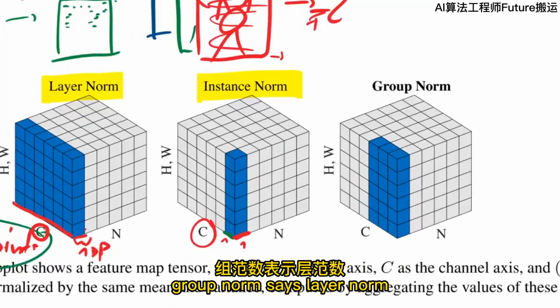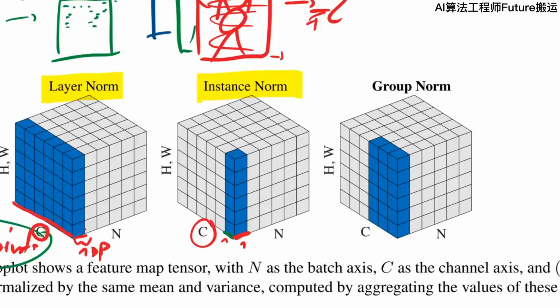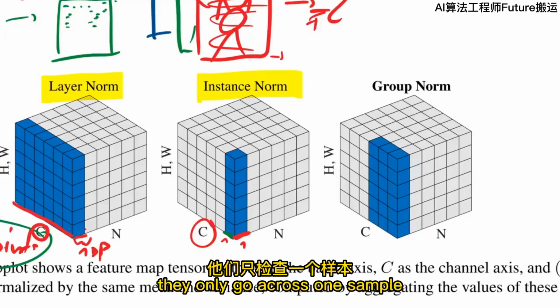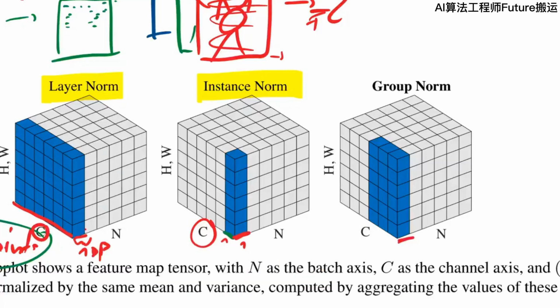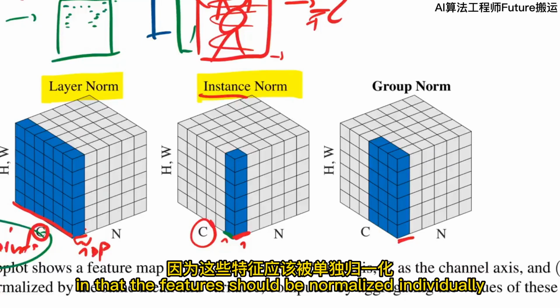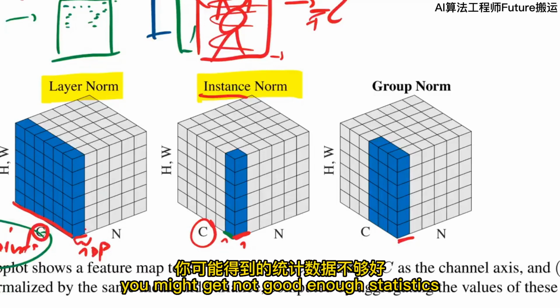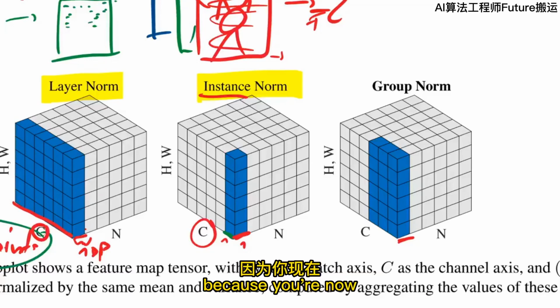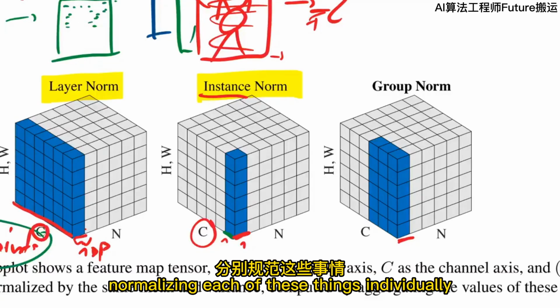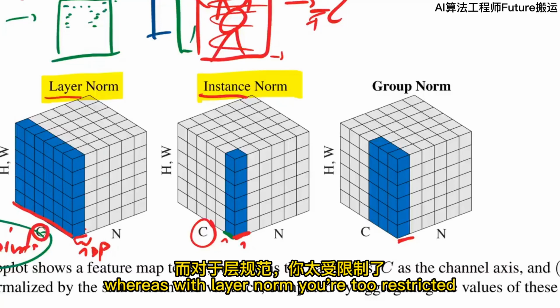What group norm says is that layer norm and instance norm have good ideas. They only go across one sample. In essence, instance norm has a good idea in that the features should be normalized individually, but it goes too far. You might not get good enough statistics because you're now normalizing each of these things individually, whereas with layer norm, you're too restricted.